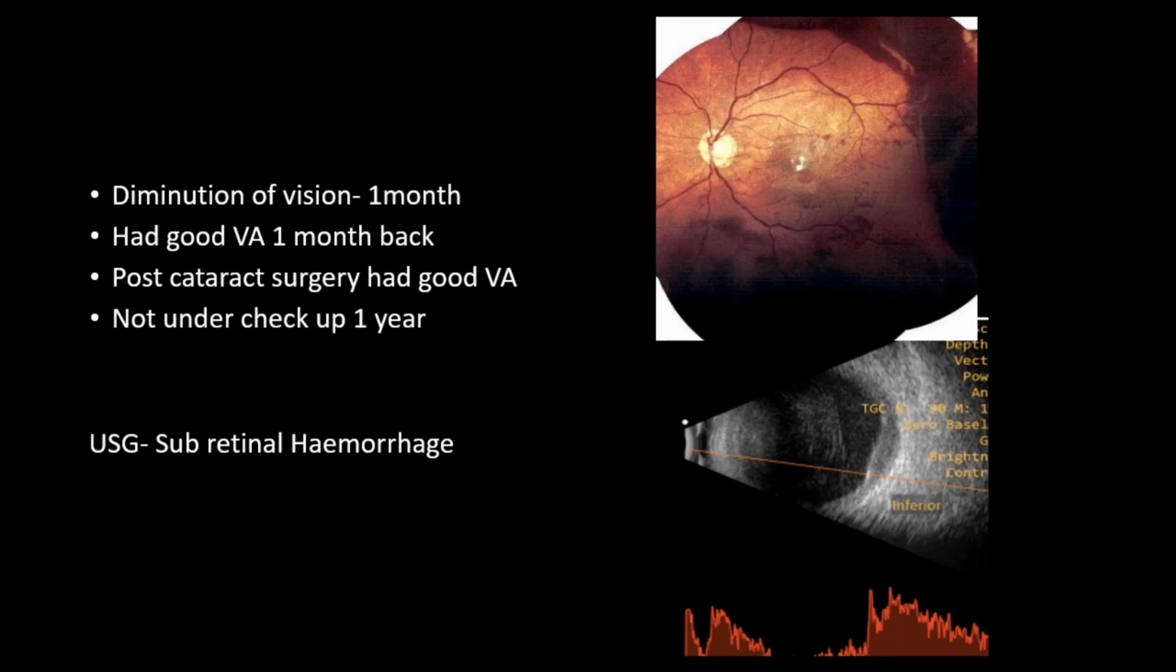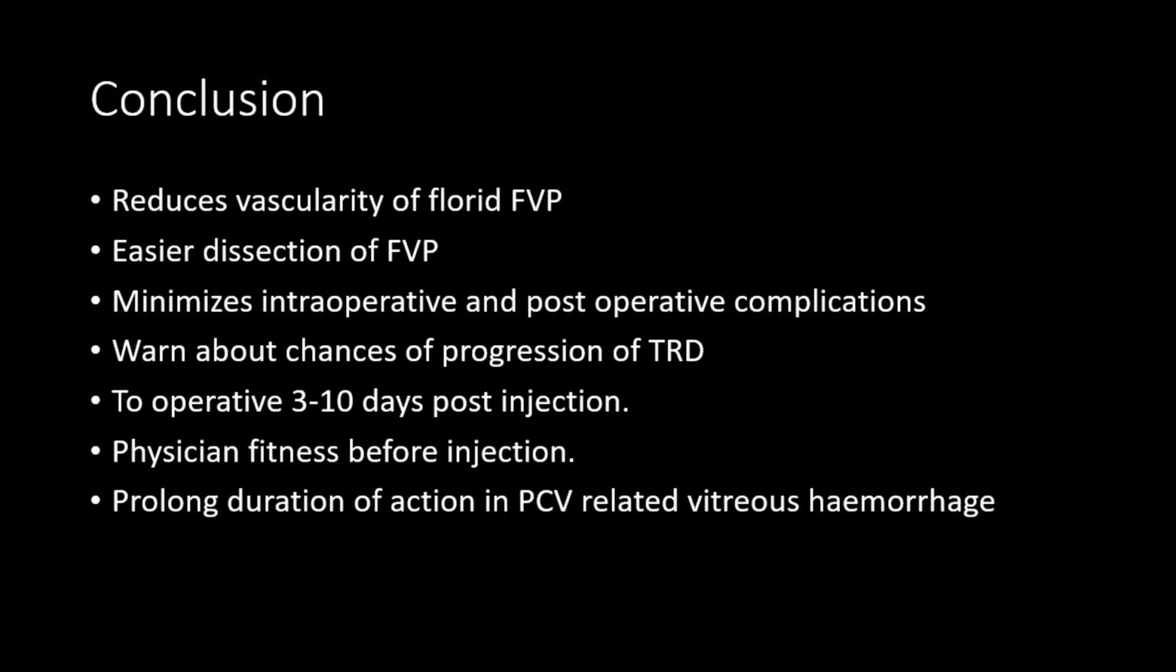So this is another case of an 82-year-old male who presented with vitreous hemorrhage, and he gave a history that post cataract surgery he had good vision. Ultrasound showed subretinal hemorrhage and vitreous cavity hemorrhage, and this is an old fundus photo done outside showing some hemorrhages. It was presumed to be a case of a PCV related bleed, and this case had been planned for vitrectomy along with anti-VEGF injection.